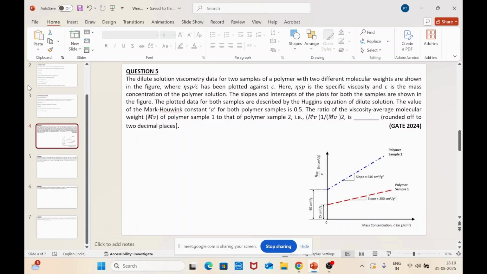Anyone? How to solve this question? Take a couple of minutes to think about how to solve it. So I think the key here will be to think on the viscosity concept. We discussed viscosity, the intrinsic viscosity, and how to calculate it.